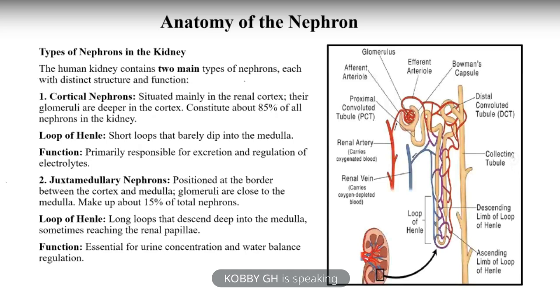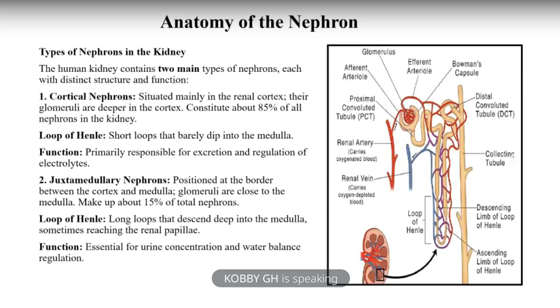And that is why we say that cortical nephrons are the most common types of nephrons we have in the kidney. We have a lot of cortical nephrons within the kidney. Why? Because they make up approximately 85% of all nephrons in the kidney. Now, let's look at the anatomical characteristics.